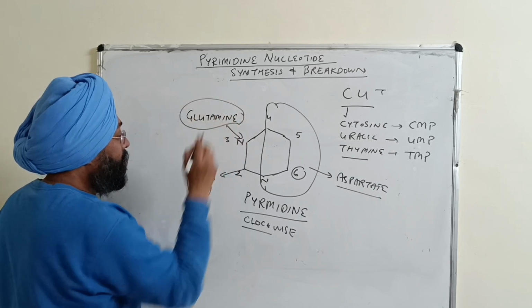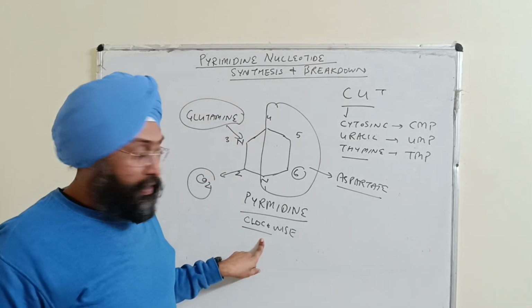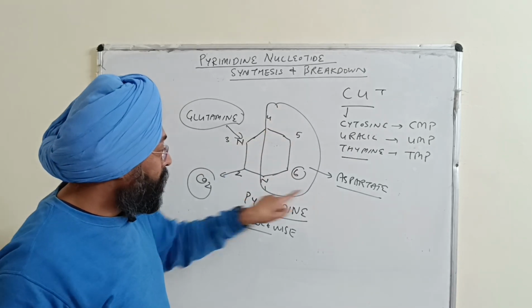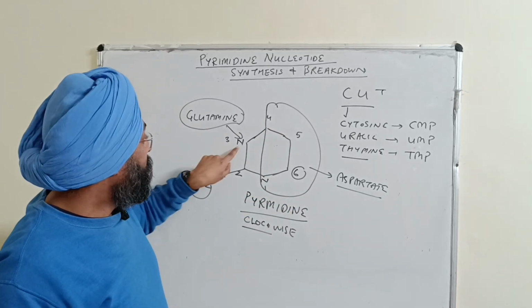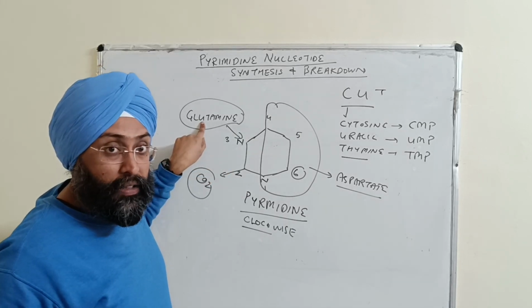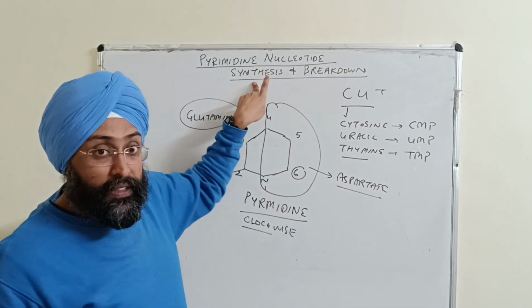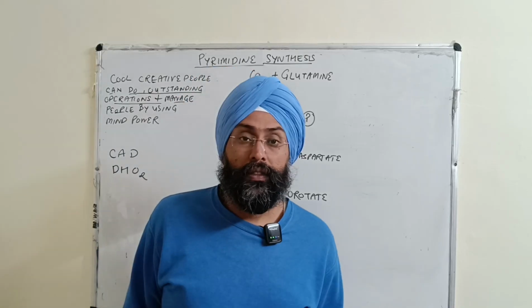right? Numbering is clockwise, right? And half of the molecule is derived from aspartate, second carbon is derived from carbon dioxide, and N3 is derived from glutamine, right? Now I'll start with the synthesis and I will share a mnemonic.